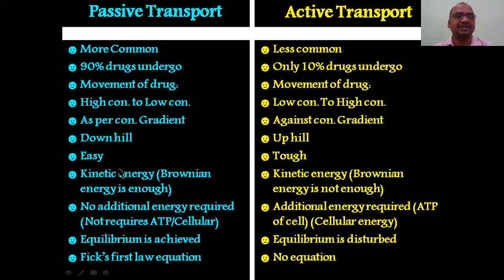Okay, so kinetic energy, Brownian energy. Each and every drug particle which is circulating in our bodies, in the blood or extracellular fluid, whatever it may be, has Brownian energy, Brownian motion. Any particle which is in motion has some kinetic energy. That kinetic energy is called Brownian energy, Brownian motion. That energy itself is more than sufficient for passive transport.